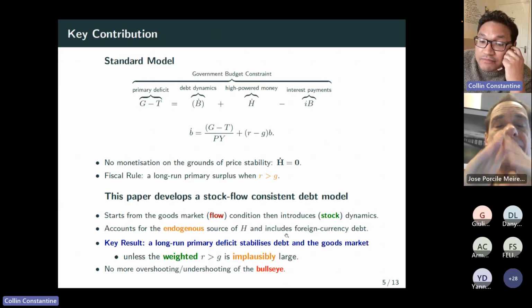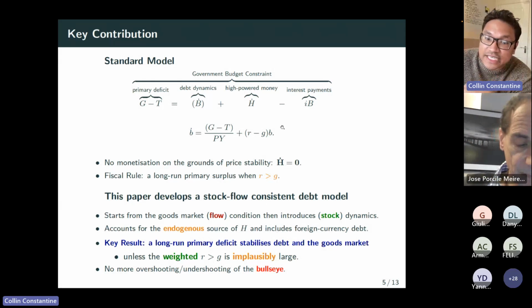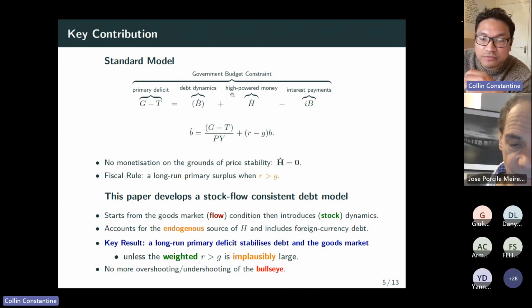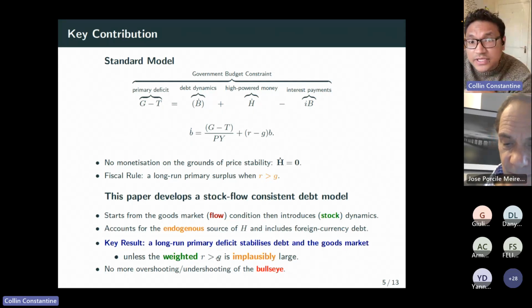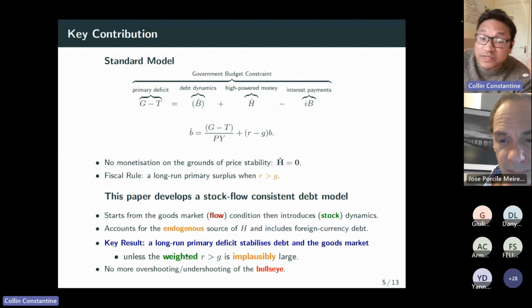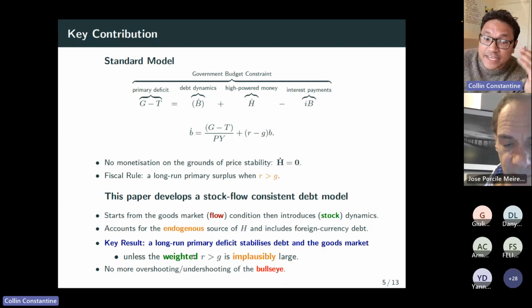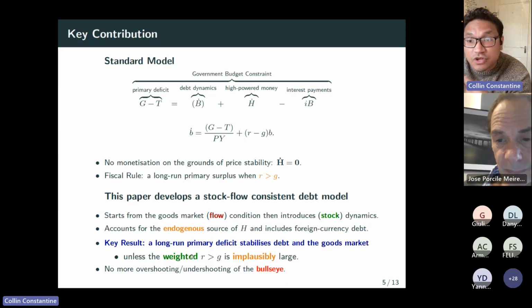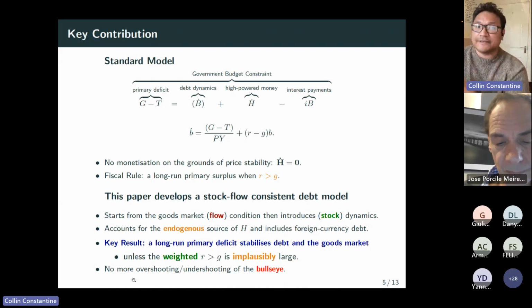I'm going to sum domestic debt and foreign currency debt. So this includes, of course, external debt in the same framework, unlike the standard approach. Now, the big result I find is that unless the weighted interest rate growth inequality is implausibly large, we need a primary deficit to stabilize the debt to GDP ratio and goods market equilibrium. And if we follow that stock flow consistent fiscal rule, then we would remove any overshooting or undershooting of the bullseye.